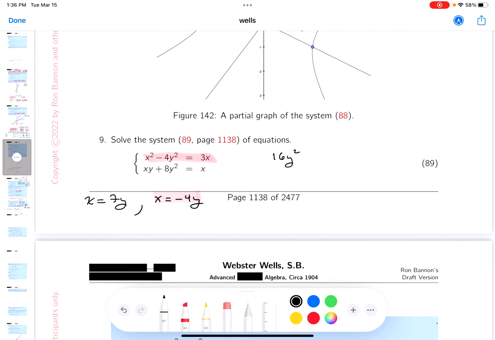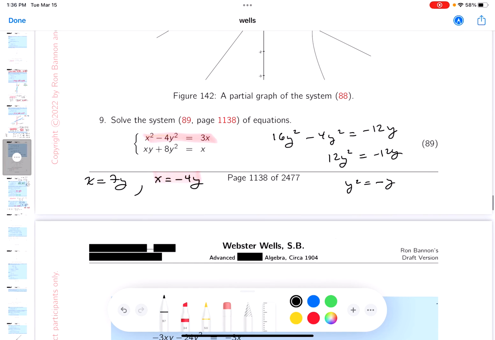squared minus 4y squared equals minus 12y. What do you have here? 12y squared is equal to minus 12y. I am going to divide both sides by 12, and what do you get? Y squared equals minus y.